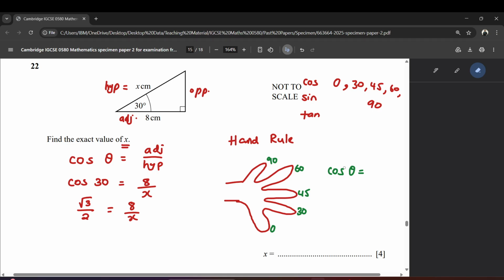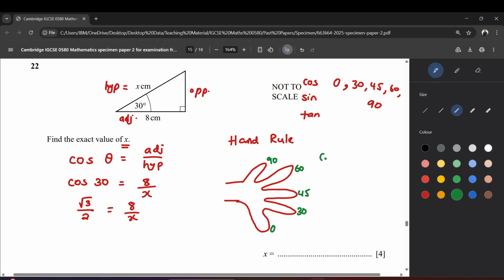Now the general formula that you can use for cos is: cos theta is equal to square root of the fingers above theta, whatever your chosen angle is, divided by 2. For example, because our question is about 30, this is the one that I've picked. Now how many fingers can you see above 30? That will be 3 fingers, right? So therefore cos 30 is equal to root 3 upon 2.